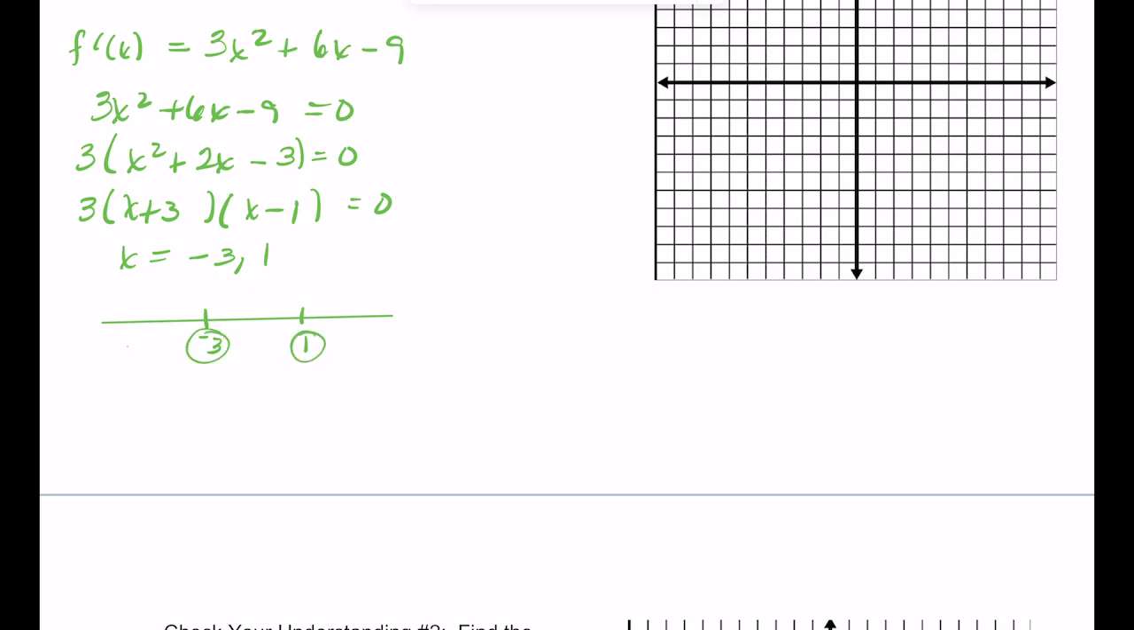I want to choose a number to the left of negative 3, so maybe negative 4. A number in between my two critical values, so 0 is an easy number. And then a number to the right of 1, which would be 2. And what I'm going to do is plug those three numbers I just chose, negative 4, 0, and 2, into my derivative. So I'm going to plug it into this version here. And we're going to look at whether it gives us a positive number, a negative number, or 0. And we don't have to worry about where this function is undefined because it's a polynomial function and it will never be undefined.